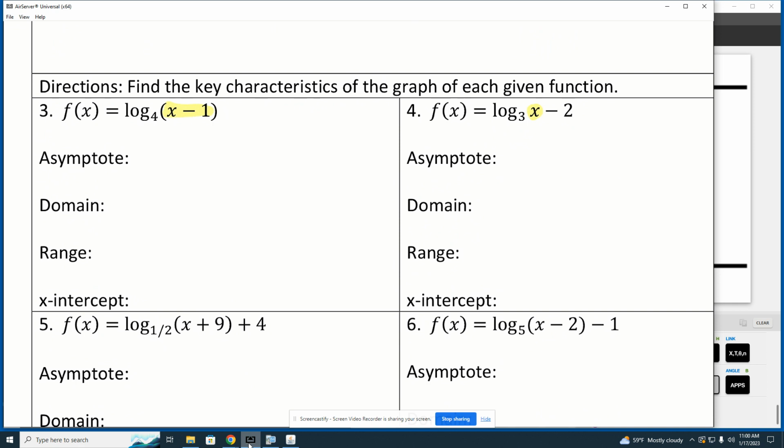So on number 3, because there's parentheses, that shift is happening inside. It's horizontal. But on number 4, there is no parenthesis. So where's that minus 2 happening? Guys? It's happening outside, and therefore it's what, Gabby? It's vertical. So do you see the difference between those two?